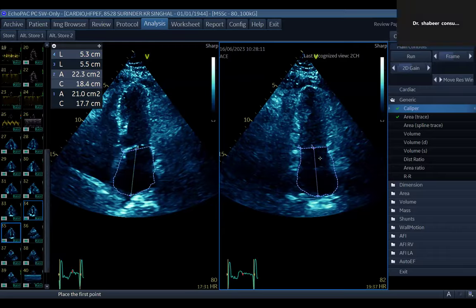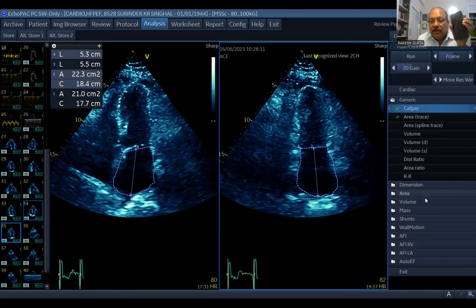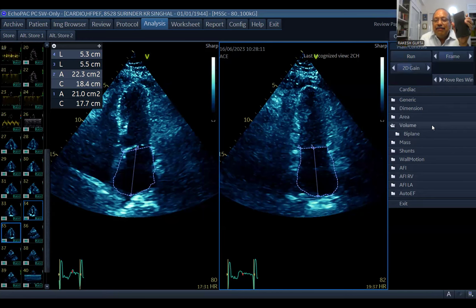area 1 into area 2, and then you have to see which one is larger. This appears to be smaller. This appears to be larger. So I'll straightaway go to the smaller one to get my LA volume. Even this machine has got it, but it is not programmed for that. That algorithm is not there in this software.